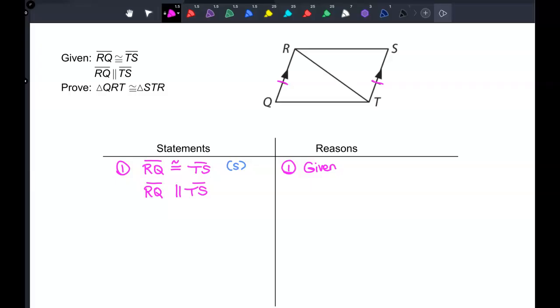Okay, these are the lines that are parallel, which makes RT a transversal. So we have a pair of alternate interior angles congruent. Okay, these are the lines that are parallel. So it's got to be here, and then you do TR equals TR, reflexive, and side.